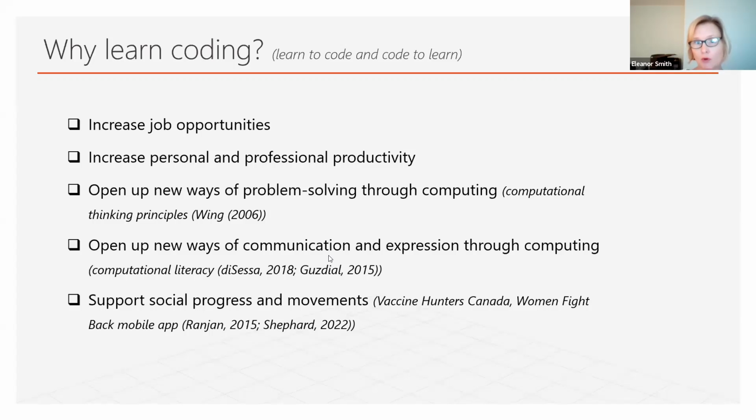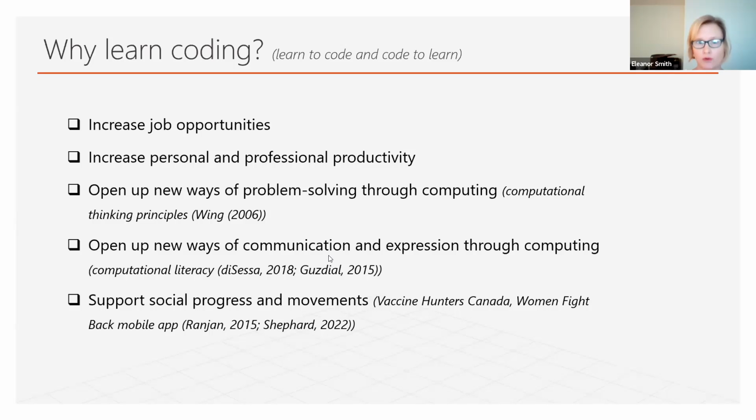The Women Fight Back mobile app was written by school-aged Indian girls. They had little knowledge of coding, but they recognized coding as a way to solve some of their local community problems. Women's safety was a big issue in their community. So they learned coding through building this Women Fight Back mobile app. And this mobile app allowed women to create alerts, make electronic calls for help when they felt their safety was threatened.